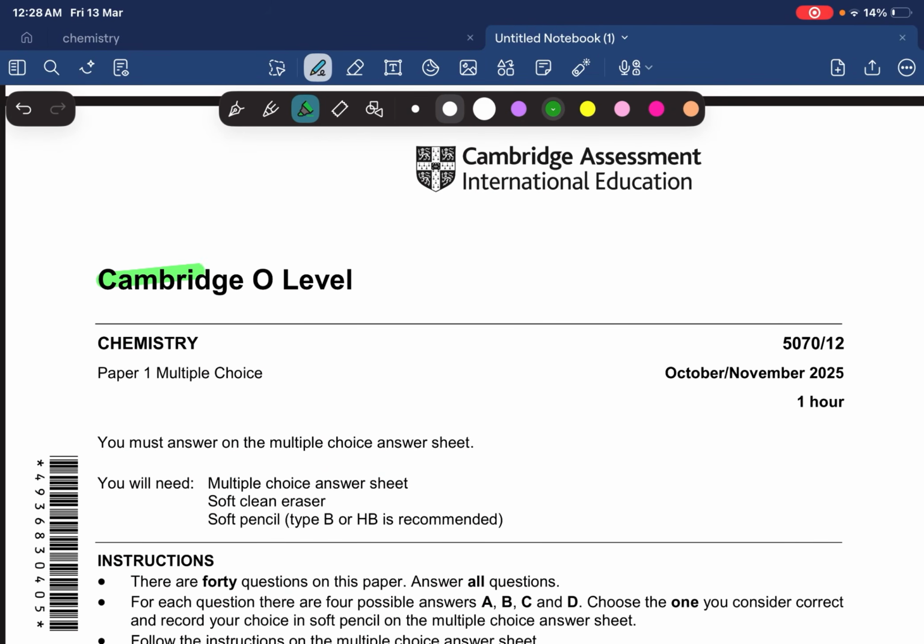Gonna be solving Cambridge O-Levels Chemistry Paper 1 Multiple Choice October-November 2025 Paper 12.